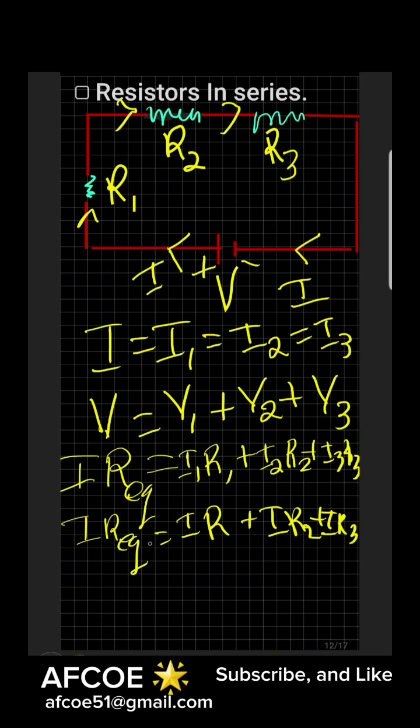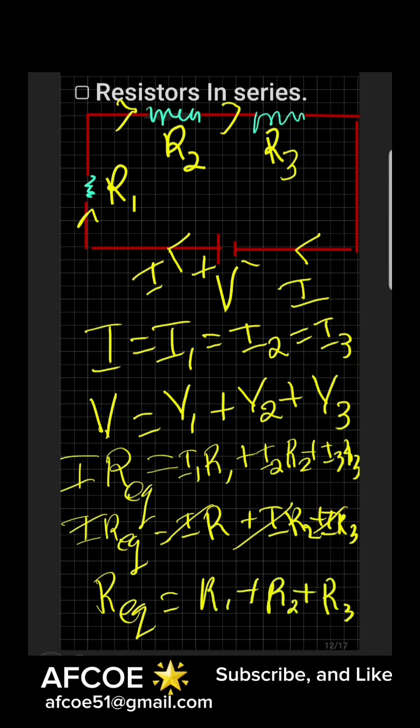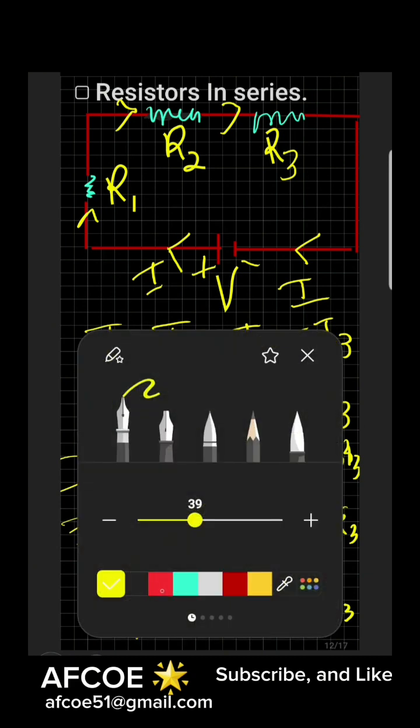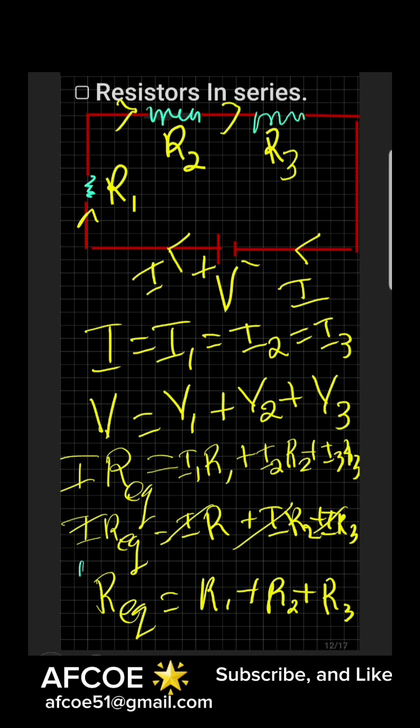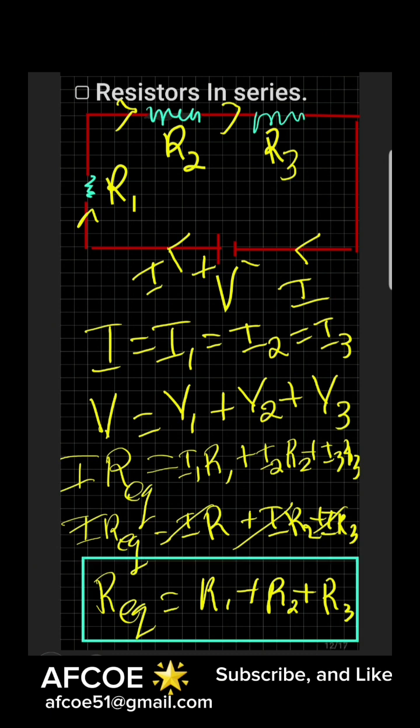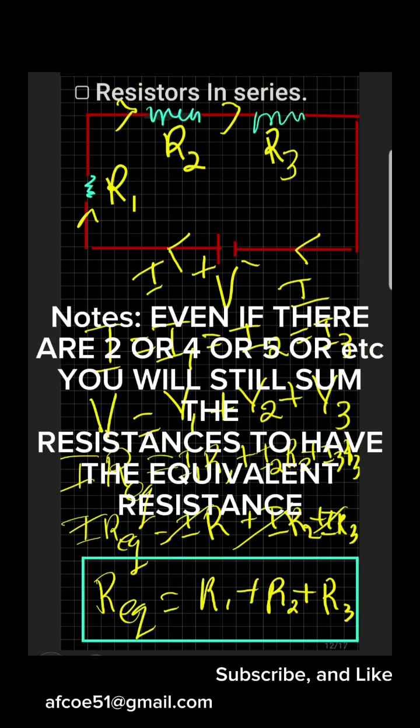And from there I can divide all through by I, so that the I will cancel. Again, R equivalent will be equal to R1 plus R2 plus R3. And this is a formula you will need throughout this class. You have to master it. To know the equivalent resistance that you will use is simply to sum the individual resistances, that is R1 plus R2 plus R3.